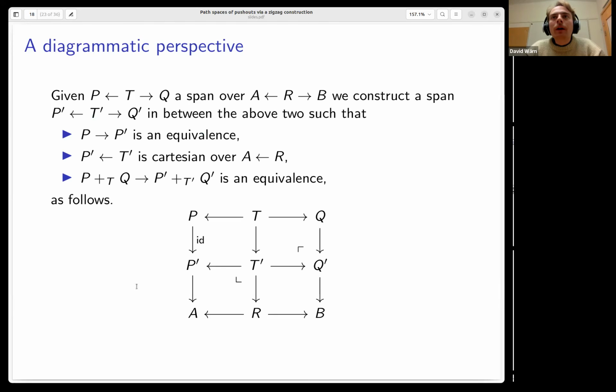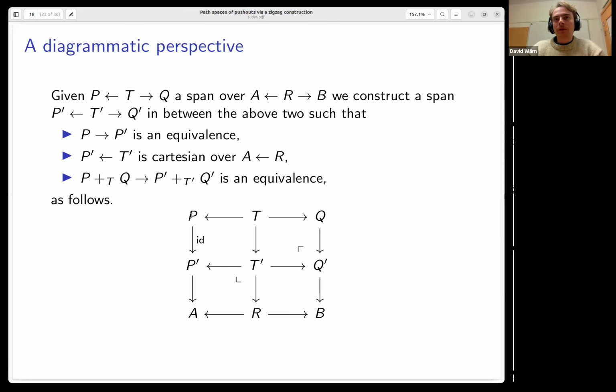Okay. So explicitly, then, what does the construction look like diagrammatically? Suppose we have some span P, T, Q over A or B. I will describe a way to construct a factorization of this map of spans: a third span P', T', Q' in between the two with the following property.